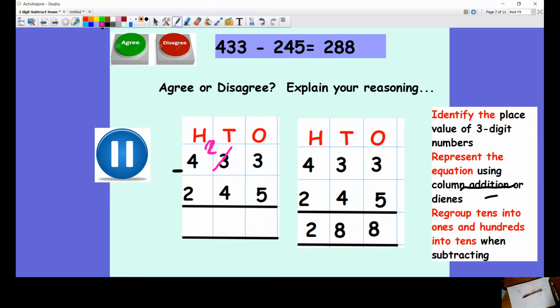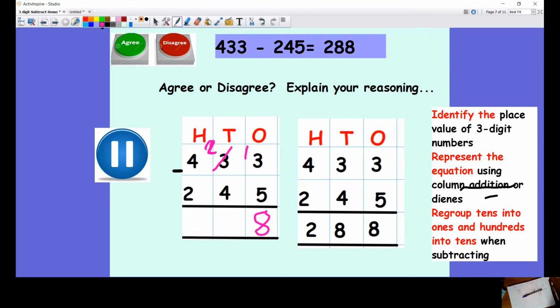So my tens here, one of my tens becomes 10 ones. 10 ones add 3 ones is equal to 13 ones. 13 take away 5 is equal to 8. It's a bit of a tricky one, that one. Okay, so we've got the number right here, but we haven't shown where we've regrouped. Okay, that's something we really need to do because otherwise it can get quite confusing.